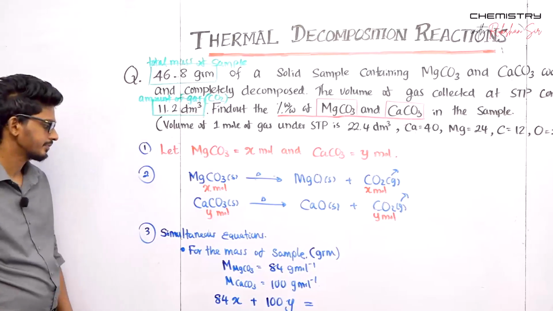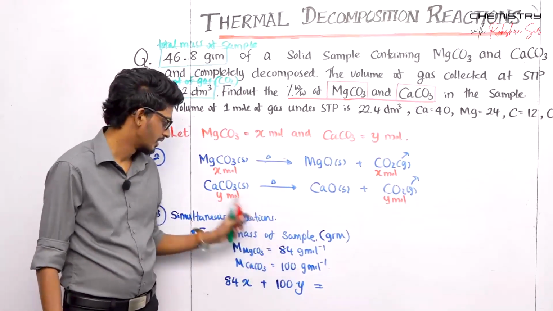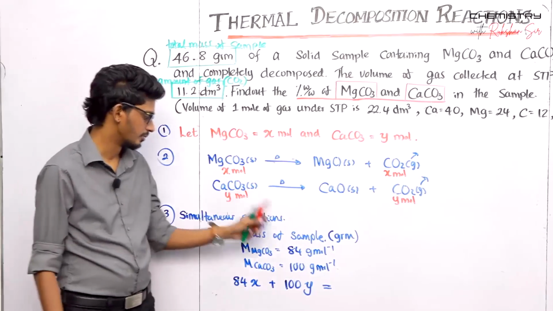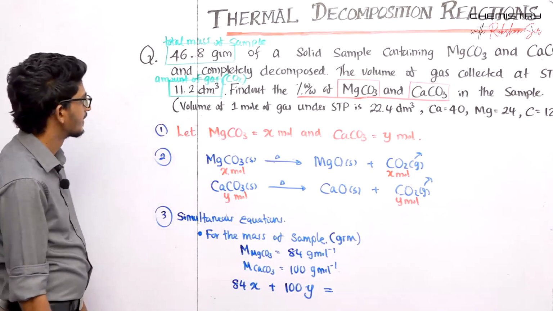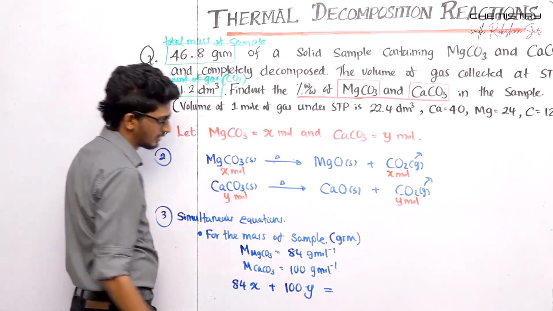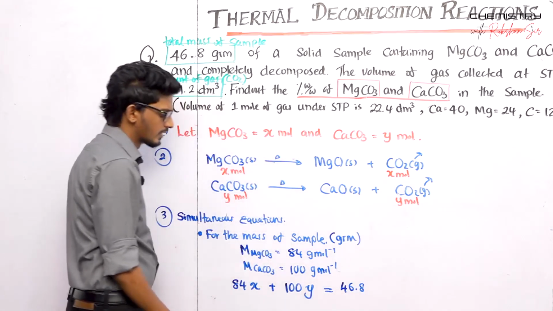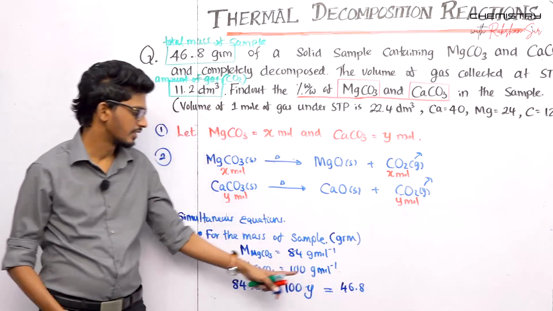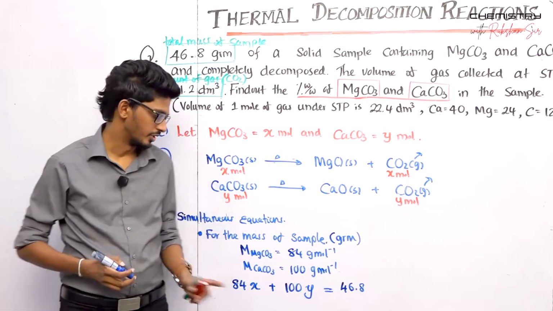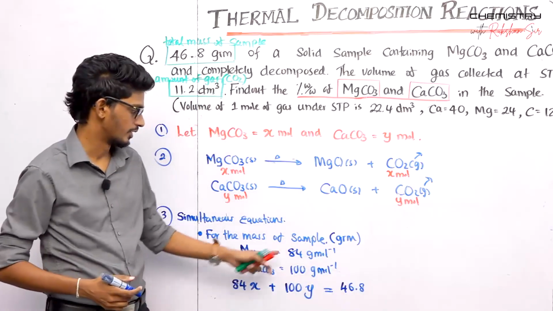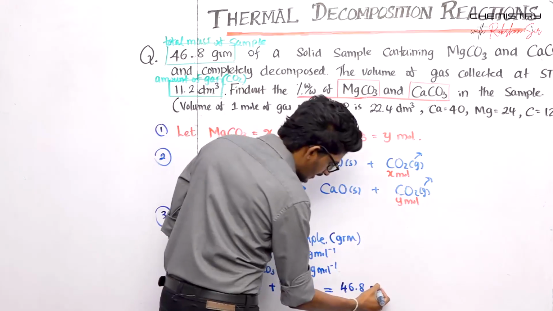100 g mol^-1 into y moles is the mass of calcium carbonate in your sample, so it is 100y. In grams, the total will be equal to the value provided here, 46.8. All the things are in grams, so I'm not going to write the g unit, because the units cancel off. So this is your first simultaneous equation: 84x + 100y = 46.8.